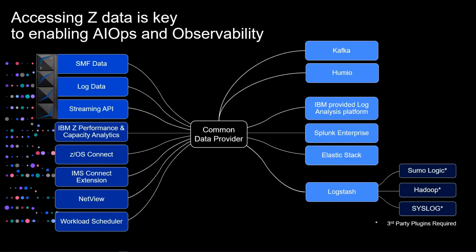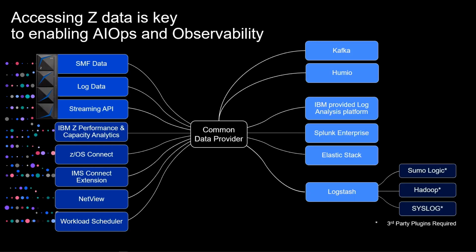So Z Performance Capacity Analytics. They can stream their curated data built for looking at performance capacity planning to drive their Elastic and Splunk dashboards that they provide. ZOS Connect was a very important one in looking at the health of the API economy. And I have an example of that in the presentation here of what we can do with that a little bit later. IMS Connect extensions, another one to look at that. And then NetView and Workload Scheduler making their logs available through Common Data Provider to be able to be integrated into some of those target consumers.